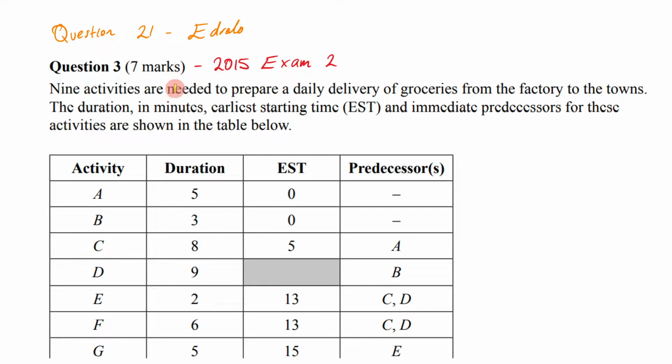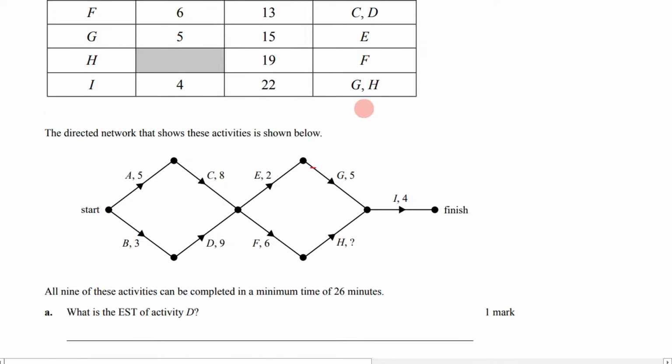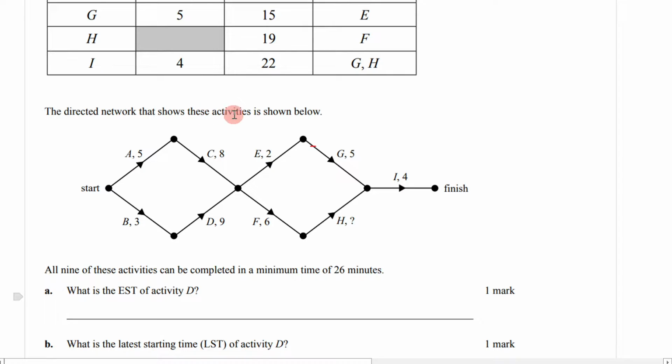It says 9 activities are needed to prepare a daily delivery of groceries from the factory to the towns. The duration in minutes, early starting time, and the immediate predecessors for these activities are shown in the table below. So here it is, all shown to us. Now it says, the directed network that shows these activities is shown below. So we've got this directed network here. Then it says all of the 9 activities can be completed in a minimum time of 26 minutes. Now that is extremely important because that is telling us that it takes 26 minutes as a minimum completion time.